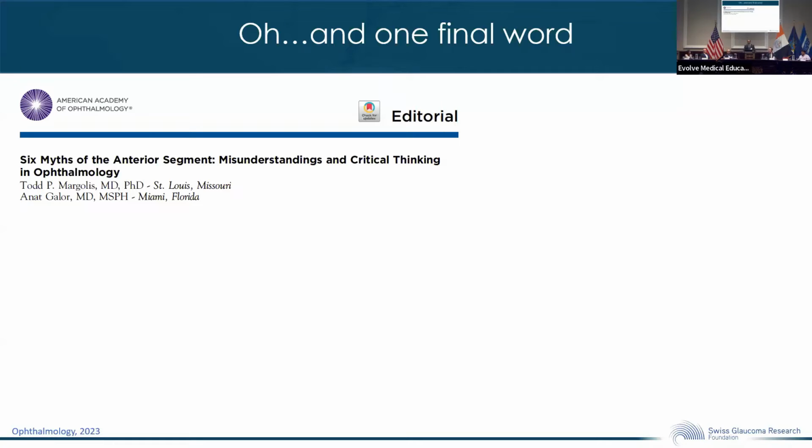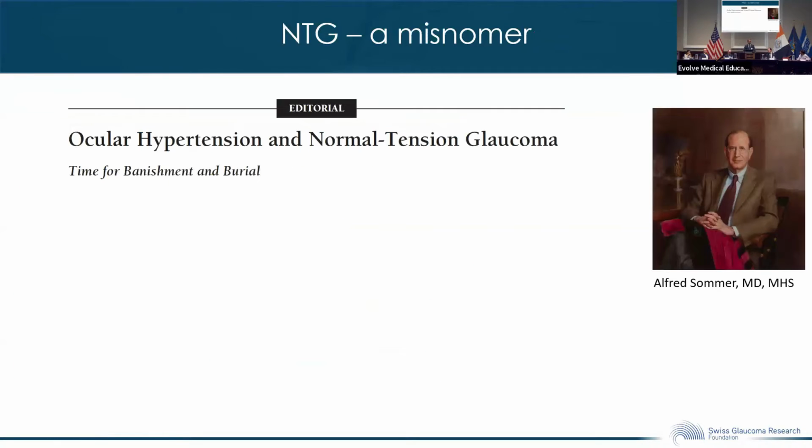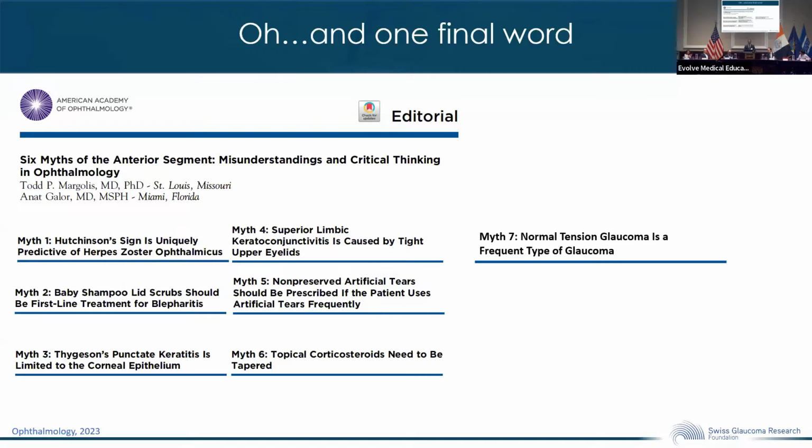Now, before coming to a close on the IOP, I'd like to mention this publication, which on a Sunday I was looking forward to read and to see some of the myths debunked in the anterior segment. And I was expecting to see a few glaucoma myths being debunked. Can you imagine my disappointment when they spoke about baby shampoo and blepharitis instead, or whether topical steroids should be tapered or not? No mention of glaucoma, which I think was a big weakness of this paper. And I think a myth should definitely be added, which is that normal tension glaucoma would be a frequently seen form of glaucoma. I think that's a myth.